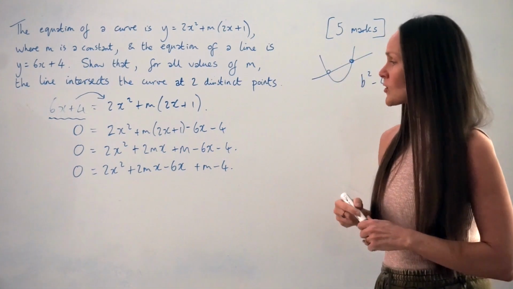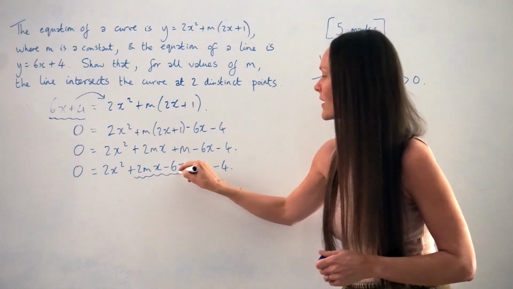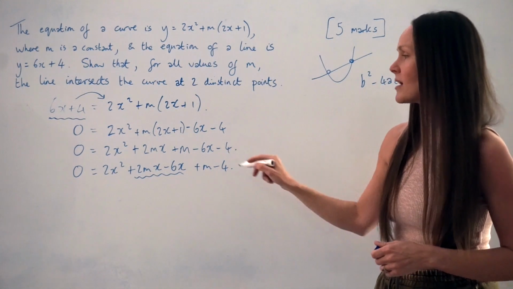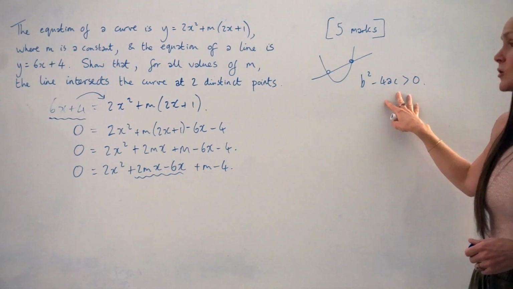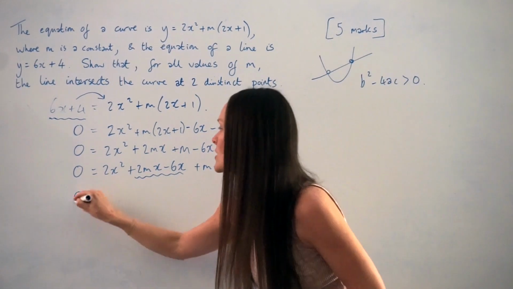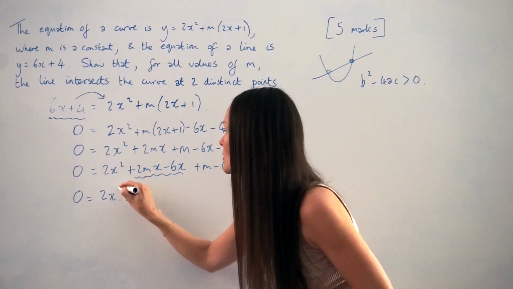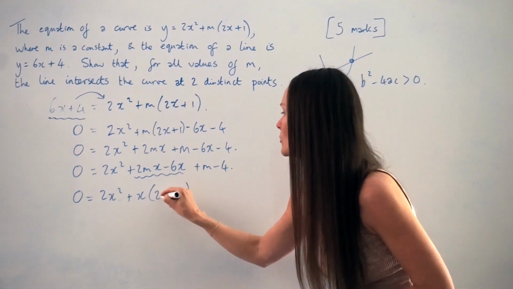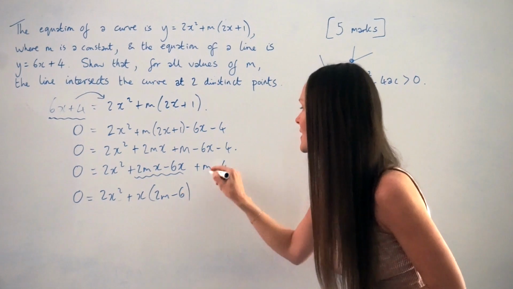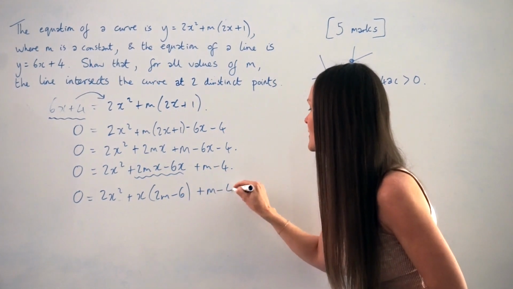So now I'm just going to factor out the x. I'm going to factorize these terms here, okay? As then it will help me find the value of b that I need for the discriminant a bit more easily, okay? So if I factorize those terms, putting x at the front, inside the brackets I should have 2m minus 6, and this part is just staying as it is.